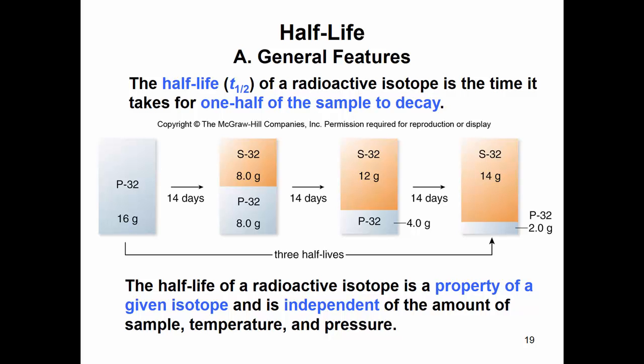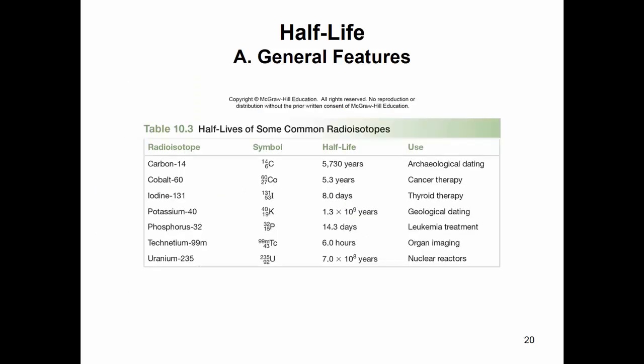The half-life is a property of an isotope. So here are just a few common radioisotopes and their half-lives. Look at carbon-14. Its half-life is 5,730 years. Okay, cobalt, 5.3 years. Iodine-131 is 8 days. Huge difference.